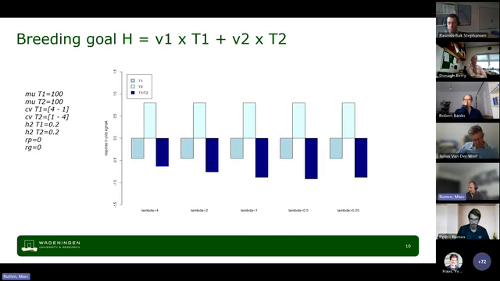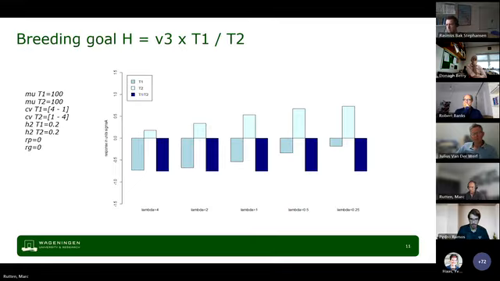So indeed, if you have a breeding goal with 2 traits in here, the response in the component trait stays the same, but again the response changes as lambda goes from 4 to 0.25. And this is the same picture for the ratio trait. So there's less information for trait 1, but the emphasis still moves from trait 1 to trait 2 if you move from lambda is 4 to lambda is 0.25.